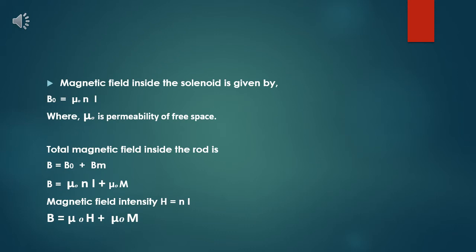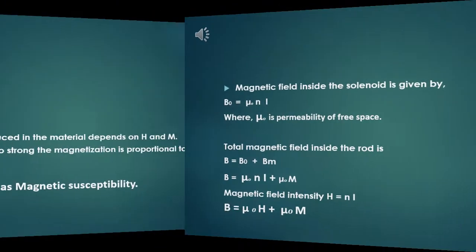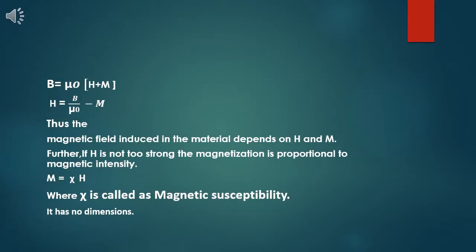Now here magnetic field intensity is given by H is equal to N into I. So put this value in the above equation. What we can get? In this last equation, B is equal to mu0, instead of Ni, I will write here H plus mu0 into M. Further, the total magnetic field B is given by B is equal to mu0 in the bracket H plus M, where H magnetic field intensity will become H is equal to B upon mu0 minus M.